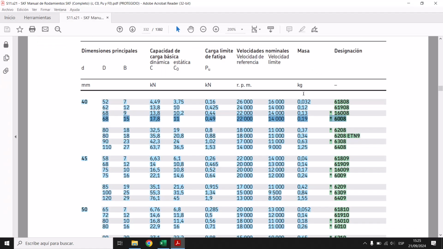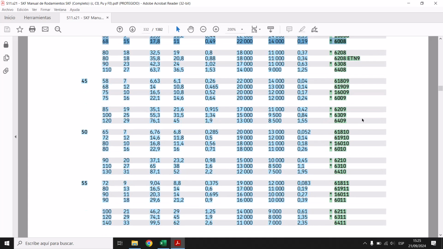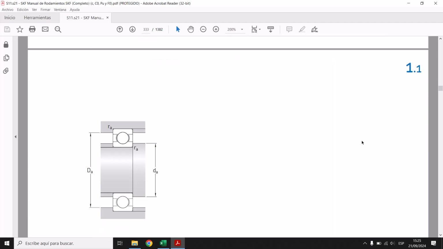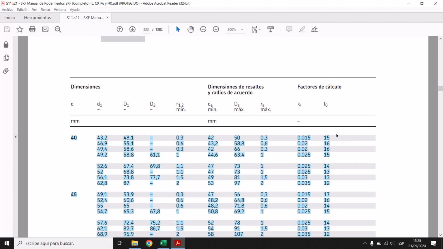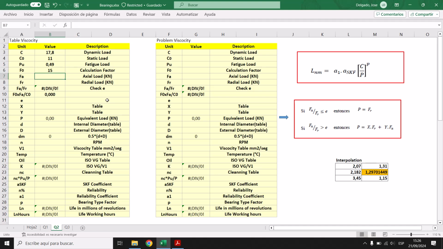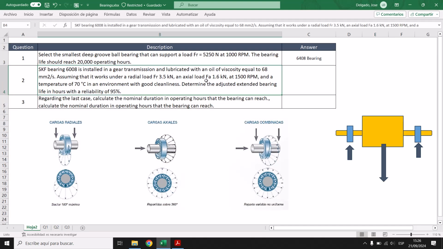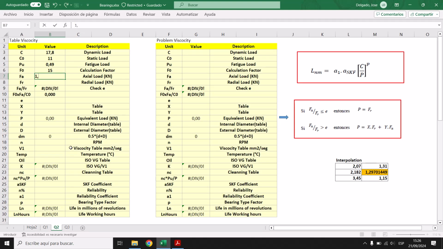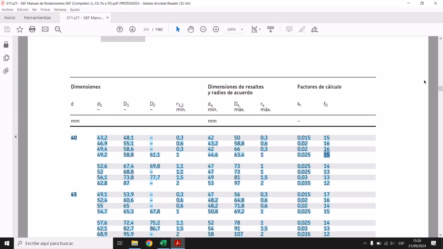Calculation factor F0 is going to be here. As you can see, the 6008 variant is in the fourth position. So let's get the next page. You're going to see the next data that you need here. So it is 15 for 6008. Axial load is 1.8 for axial and 3.5 for radial load. It's in kilonewton.